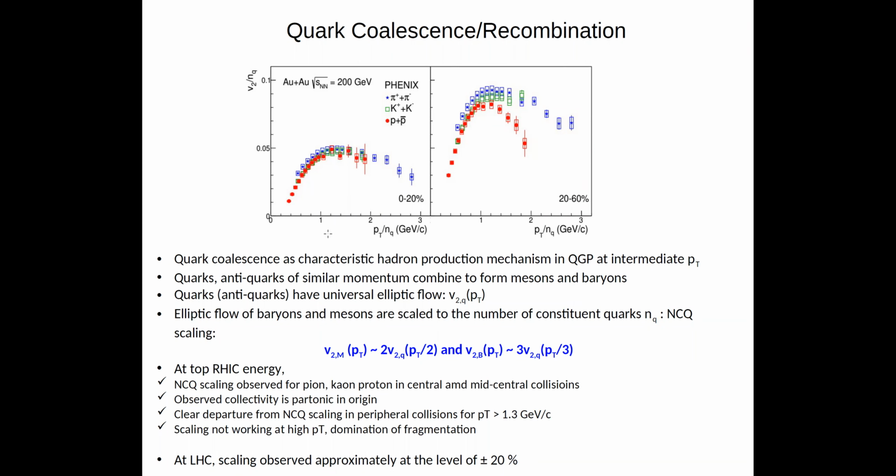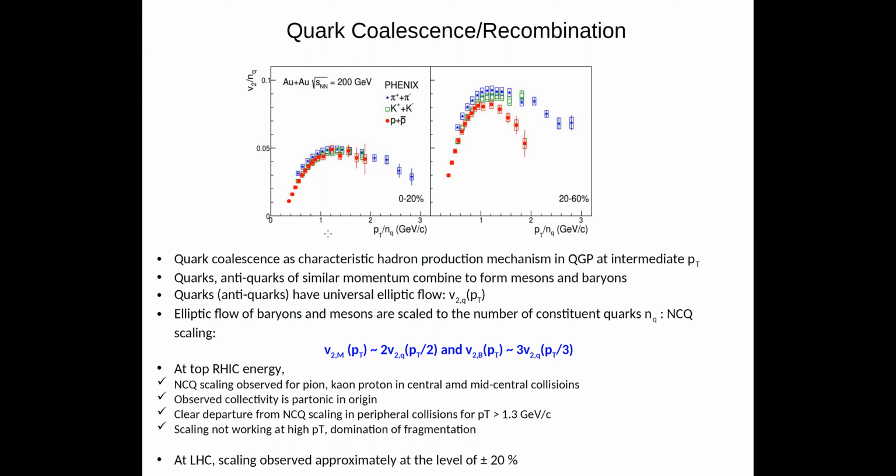This phenomenon is known as constituent quark number scaling, and this basically tells you that the collectivity of the V2 which you observe in the data must have originated in the partonic phase, not in the hadronic phase, but in the QGP phase. Whatever collectivity you observe in your data at RHIC or at LHC is partonic in origin. That is why they have a common value, because in the partonic phase you do not know which quark is going to form a meson at a later stage, or which quark is going to combine with two other quarks to form a baryon at a later stage. So in the medium the V2 will be the same for each.